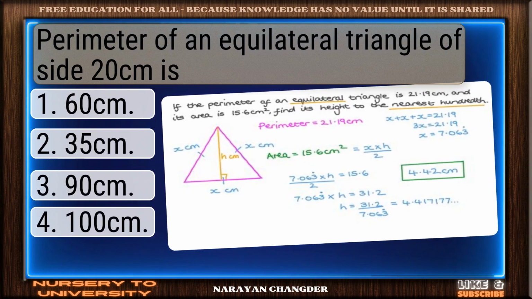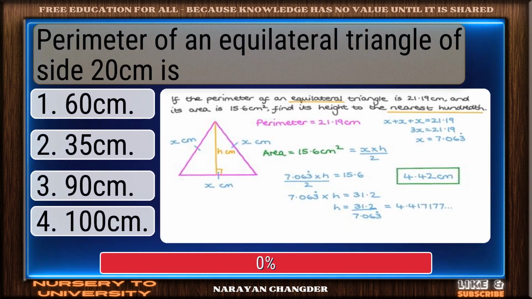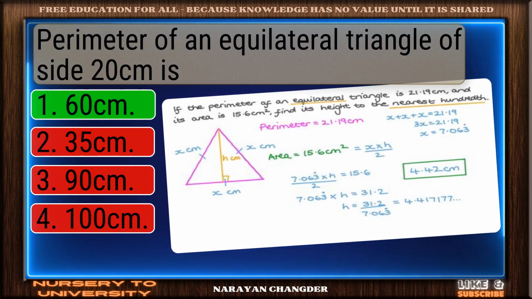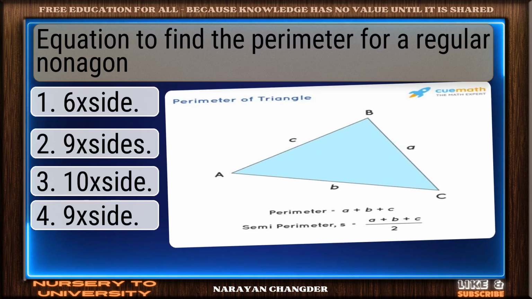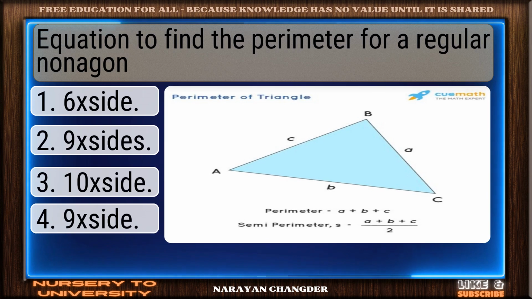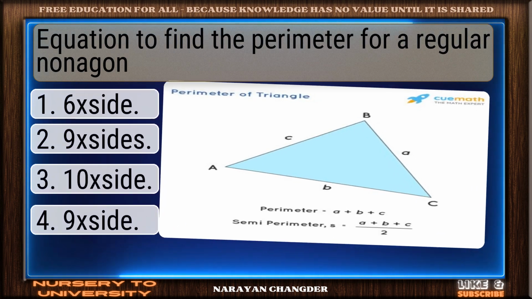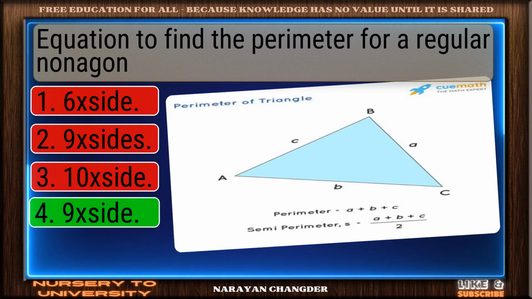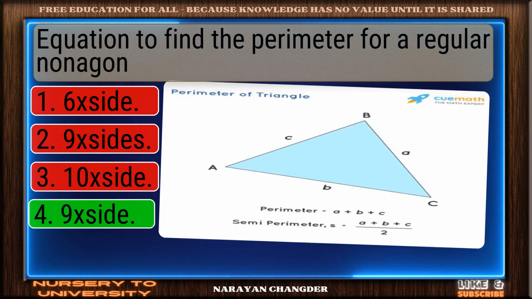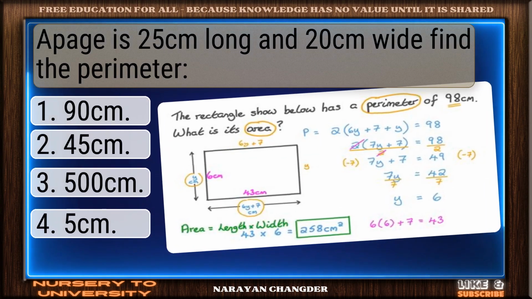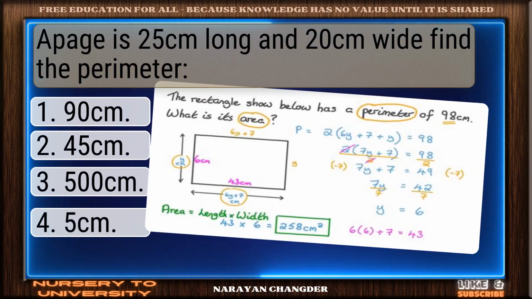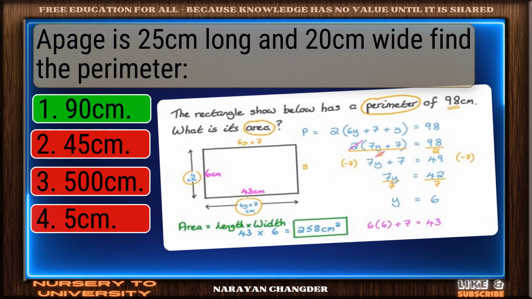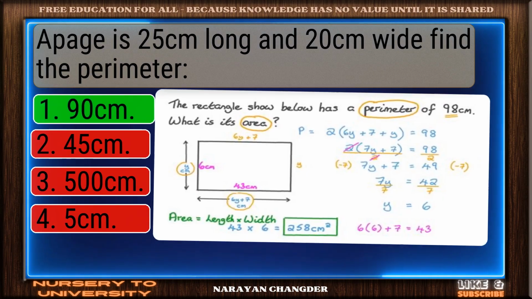Perimeter of an equilateral triangle of side 20 cm is? On track, 60 cm is the correct answer. Equation to find the perimeter for a regular nonagon. Smart move. 9 x side is an accurate answer. A rectangle is 25 cm long and 20 cm wide. Find the perimeter. Nicely done. 90 cm is a solid answer.